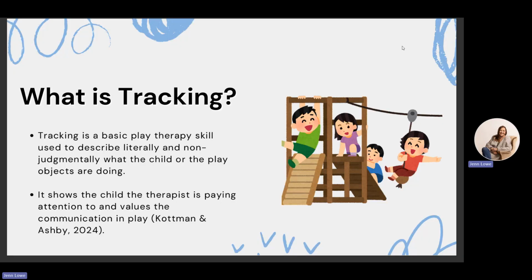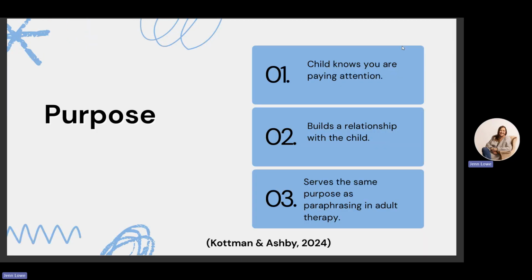All right, so Chapter 5 is on what is tracking. Tracking is a basic play therapy skill used to describe literally and non-judgmentally what the child or the play objects are doing. It shows the child the therapist is paying attention to and values the communication in play. It serves three purposes. Number 1, the child knows you are paying attention. Number 2, it builds a relationship with the child. Number 3, it serves the same purpose as paraphrasing in adult therapy.